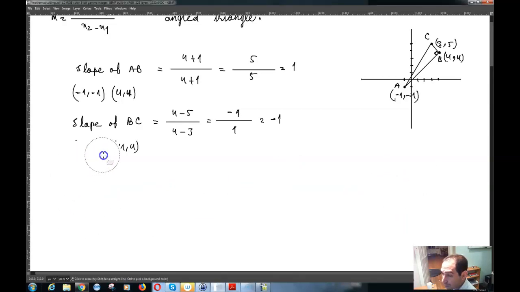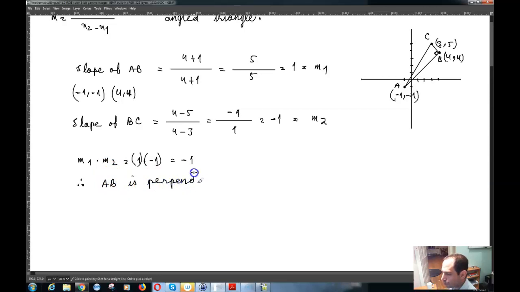Then basically you can see that the slope of AB, I call it, for example, M1, and the slope of BC, I'm going to call it M2, and M1 times M2 is equal to 1 times negative 1, which is equal to negative 1. Therefore AB is perpendicular to AC.